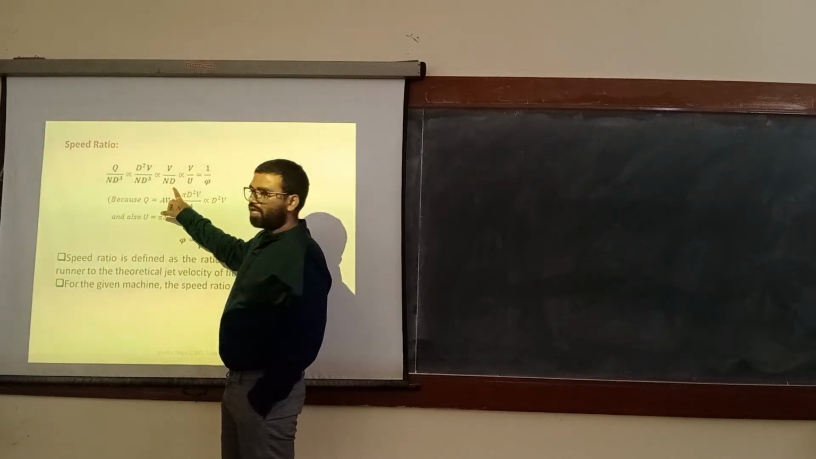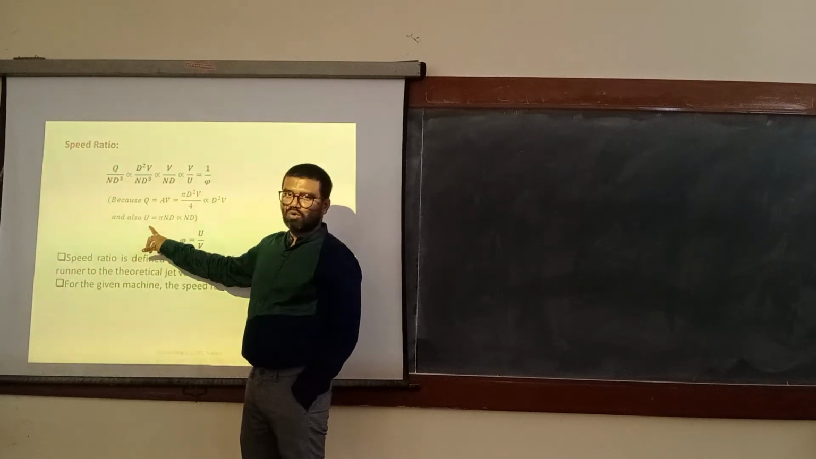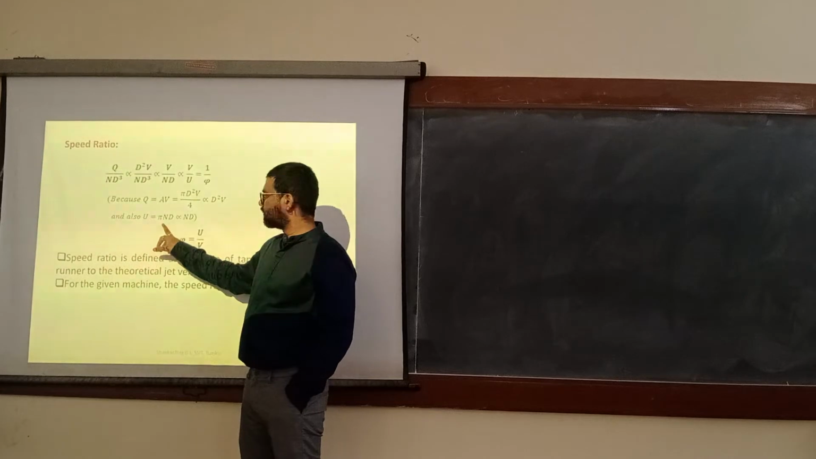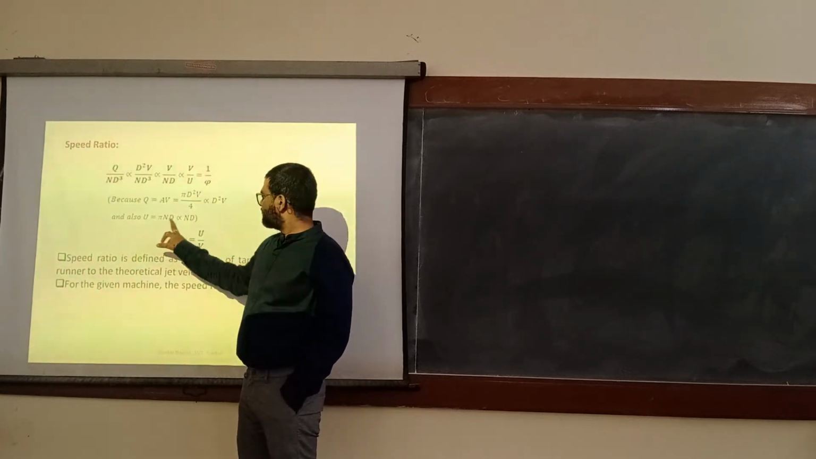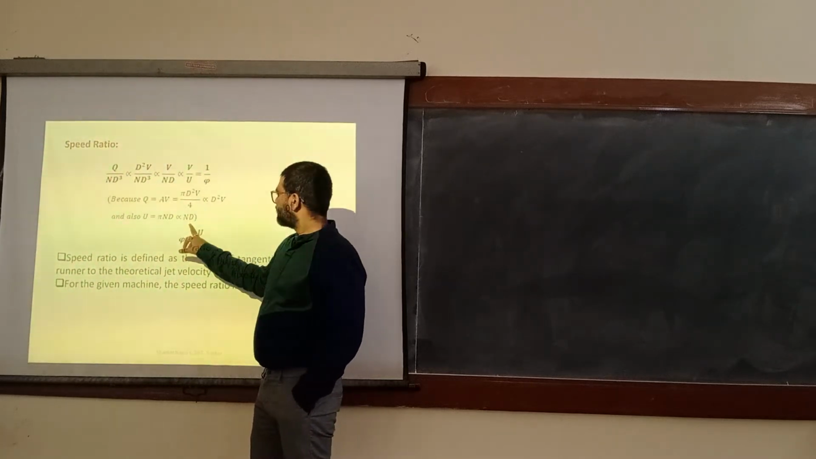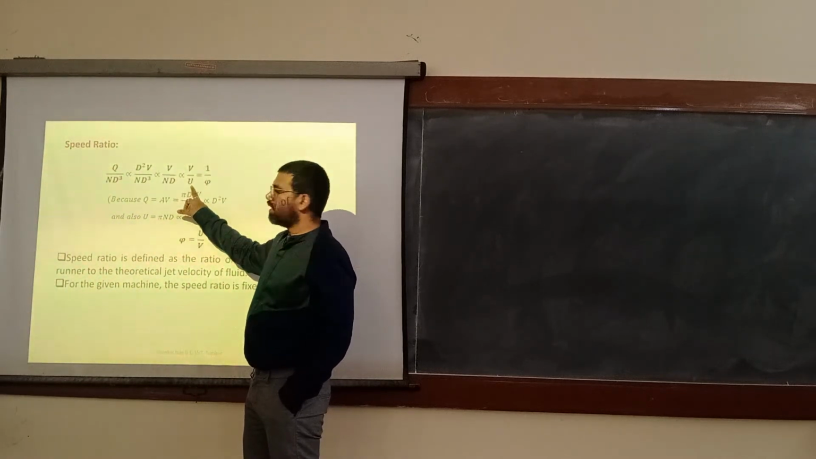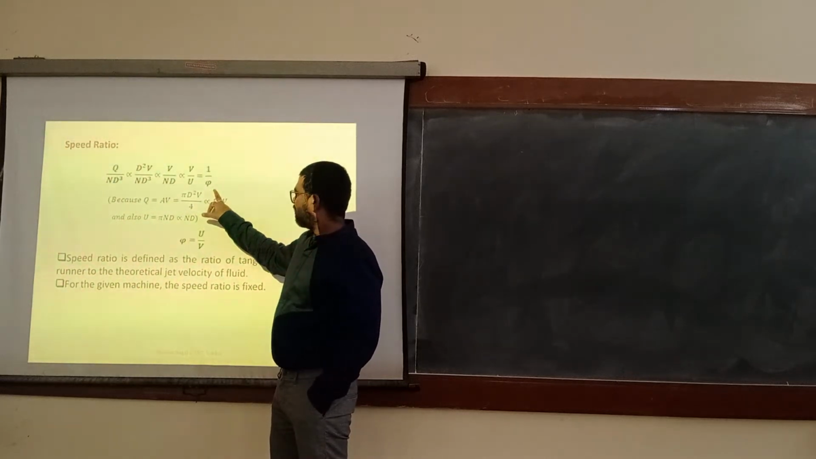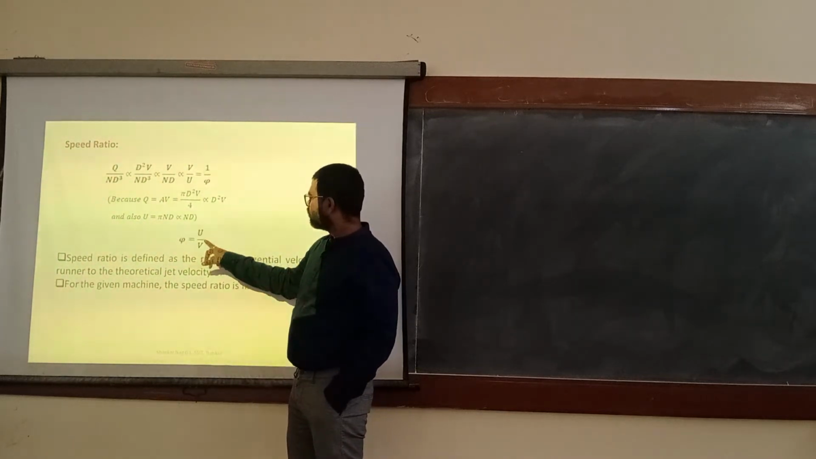Here D squared and D cubed cancel, and we have V divided by N D. The tangential speed of the rotor can be calculated using the equation U equal to pi N D. Here pi is constant, so U is directly proportional to N D. So instead of N D you can write U, and the equation becomes V by U. Thus it can be written as 1 by phi, where phi is the speed ratio, determined by U by V.